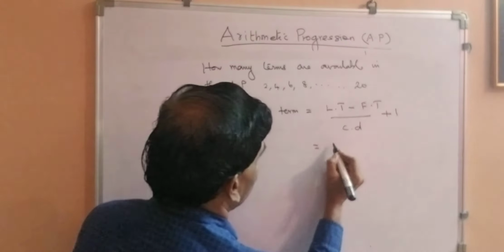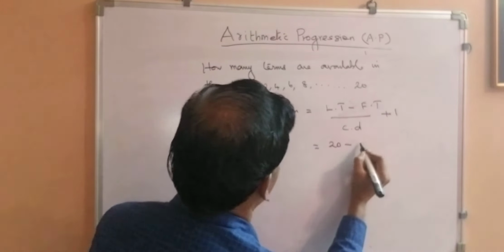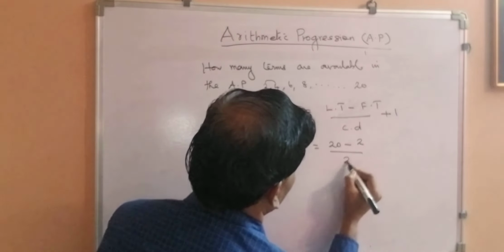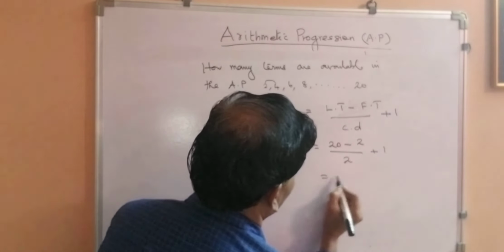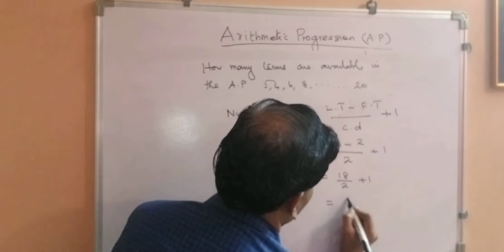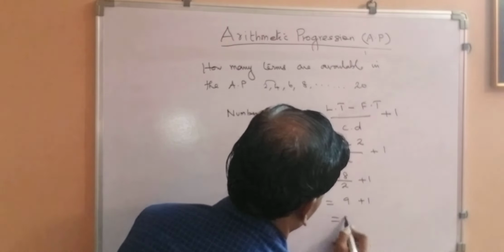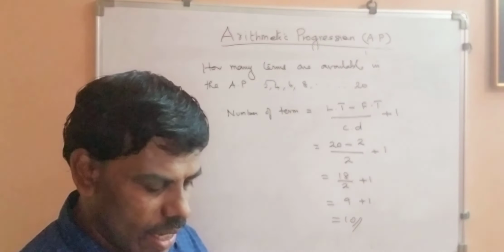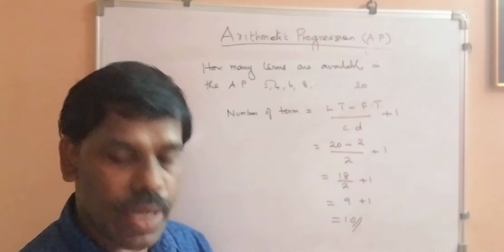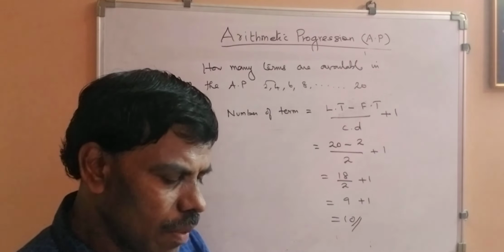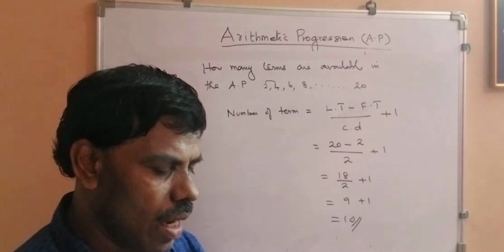What is the last term? 20. What is the first term? 2. What is the common difference here? 2. Plus 1. So 18 upon 2 plus 1. So 9 plus 1. So in this AP, how many terms are available? 10 terms are available. Now, similarly, you can do any number of such problems.